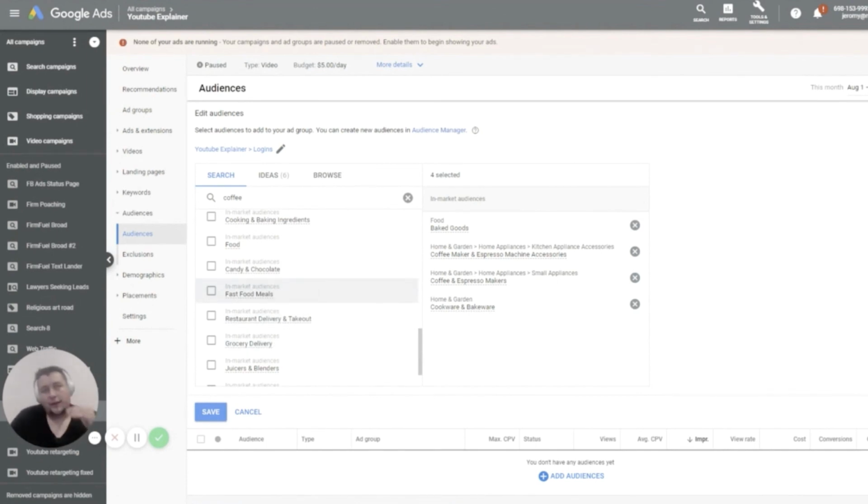In market audiences are my second favorite audience, for sure, by far. I find that they work extremely well. I run in-market audiences. Because search audiences, the search intent audiences, can be a little limiting, I find that I usually end up mostly running in-market audiences.